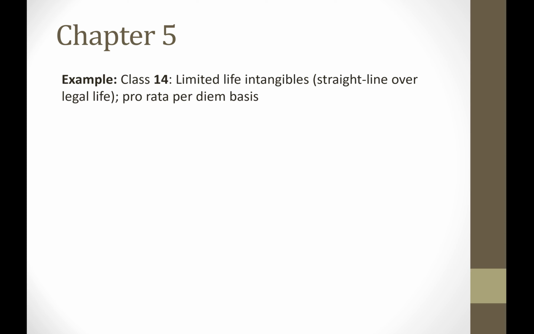Let's move on to the next slide and let's look at Class 14. Class 14 looks at limited life intangibles. So for example, we buy a franchise. A franchise is an intangible, and usually franchises have limited life. We calculate the CCA amount using straight line over the legal life, and this is also done on a pro rata per diem basis, on a per day basis.